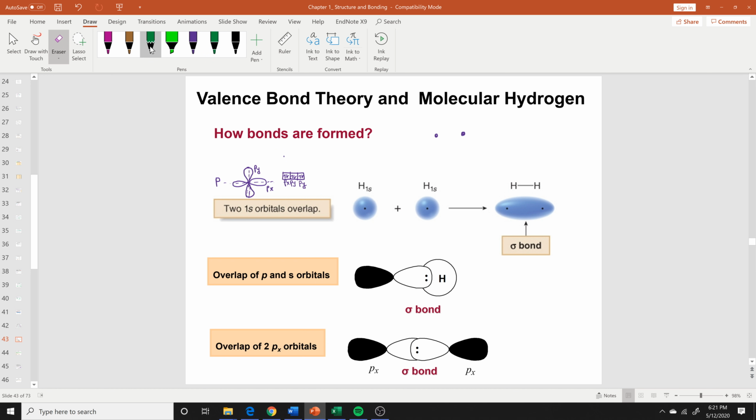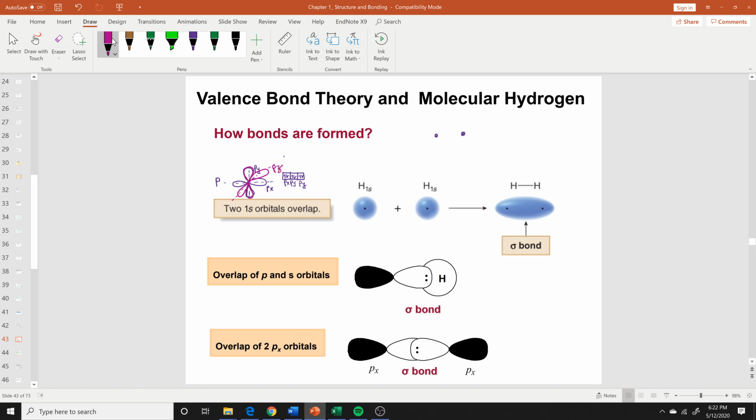And then I have the pz. Okay, so this is going to be my py, using a different color there. And then I have my pz. My pz basically is on the z-axis. This is going to be my z-axis, and that is going to be my pz. Okay, so this is how you draw the p orbitals, the px, the py, and the pz.